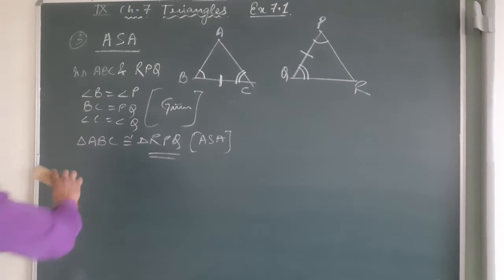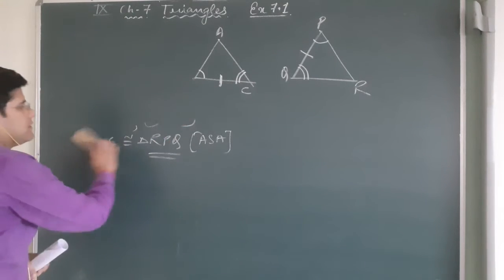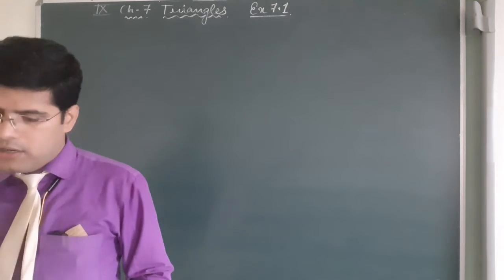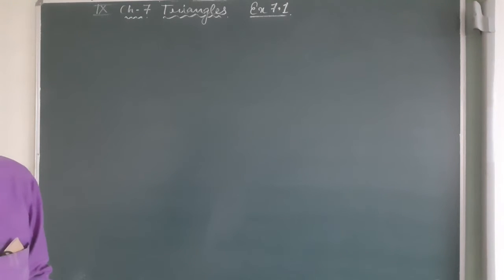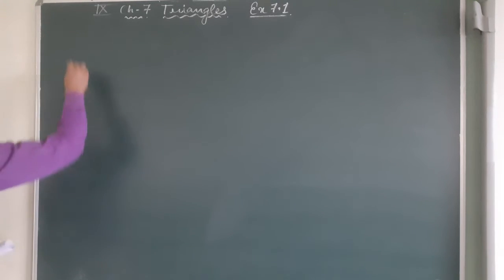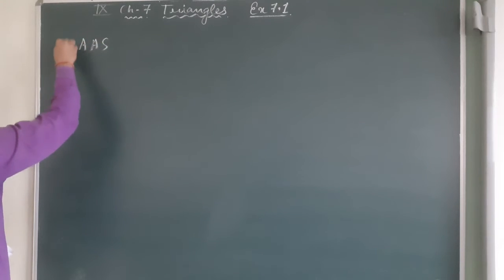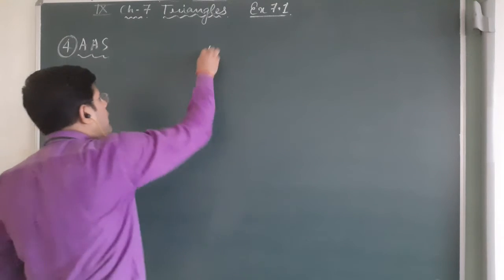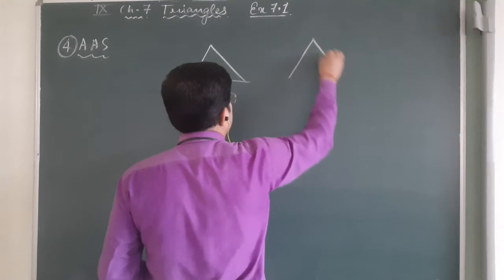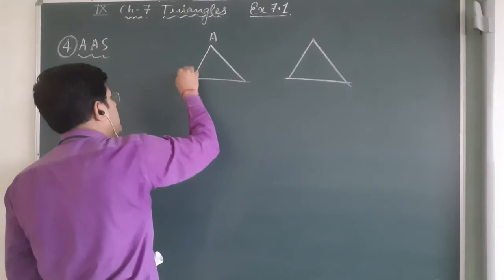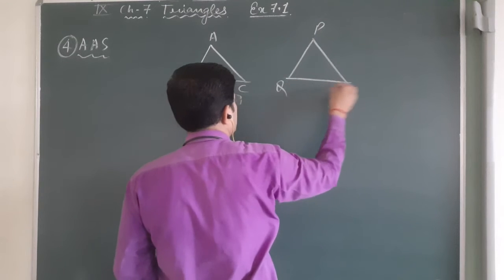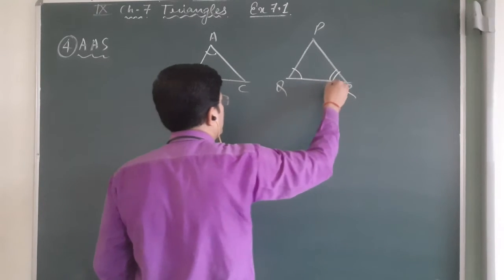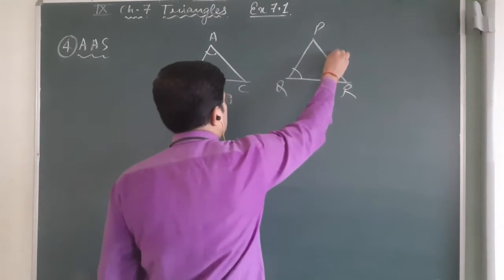Now move to the fourth property, that is known as AAS. Actually, this fourth property is not in your congruence rule pattern, but this is obtained from ASA. The fourth one, but as a property this will be used. So I am going to write that property also. If in triangles ABC and PQR, angle A equal to angle Q, angle B equal to angle R, and a side BC after the two angles.